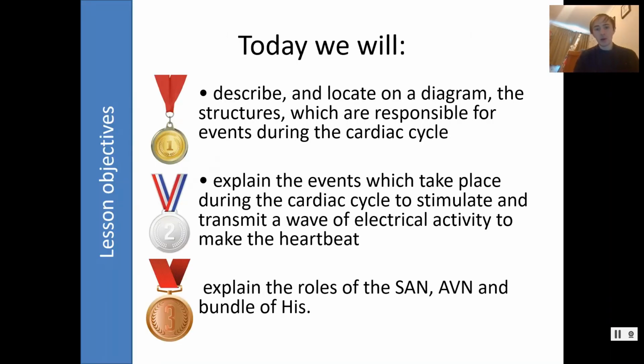Fine. Now, hopefully we can feel like we've done this. So describe and locate the structures which are responsible for events during the cardiac cycle. That's the sinoatrial node, the atrioventricular node, the bundle of His, the bundle branches, and the Purkinje fibers. Explain the events which take place during the cardiac cycle to stimulate and transmit a wave of electrical activity to make the heart beat. Hopefully you feel like you can do that. We're going to go through some questions on that in a second. And then explain the roles of the SAN, AVN, and bundle of His. Again, it's basically what we just did.